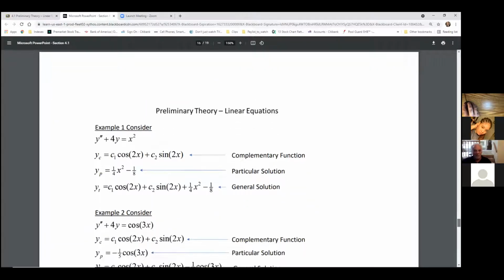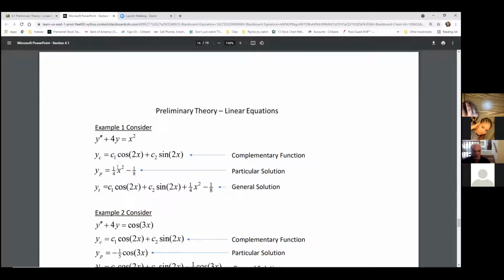So here's an example. If you understand the example, that's what's important. All the mumbo jumbo that's in the book is just to understand the example. Here we have a differential equation. If I set this equal to 0, the solution to this differential equation is just this. This is the complementary function.